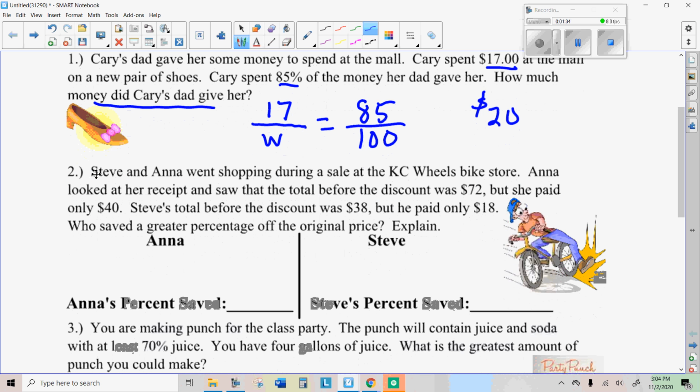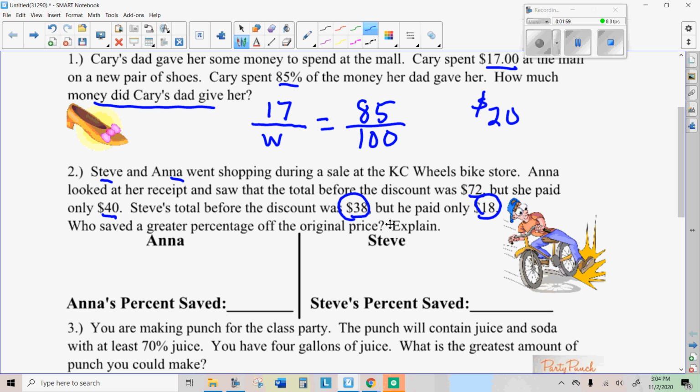Okay, so Steve and Anna went shopping during a sale at KC Wheels Bike Store. Anna looked at her receipt and saw that the total before the discount was $72, but she paid only $40. Steve's total before the discount was $38, but he only paid $18. Who saved a greater percent off the original price?